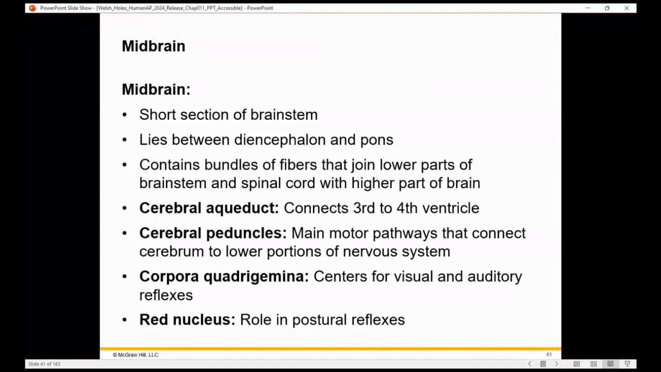The cerebral peduncles are the main motor pathways that connect the cerebrum to the lower portions of the nervous system. The corpora quadrigemina are centers for visual and auditory reflexes. And then the red nucleus plays a role in your posture and your postural reflexes.